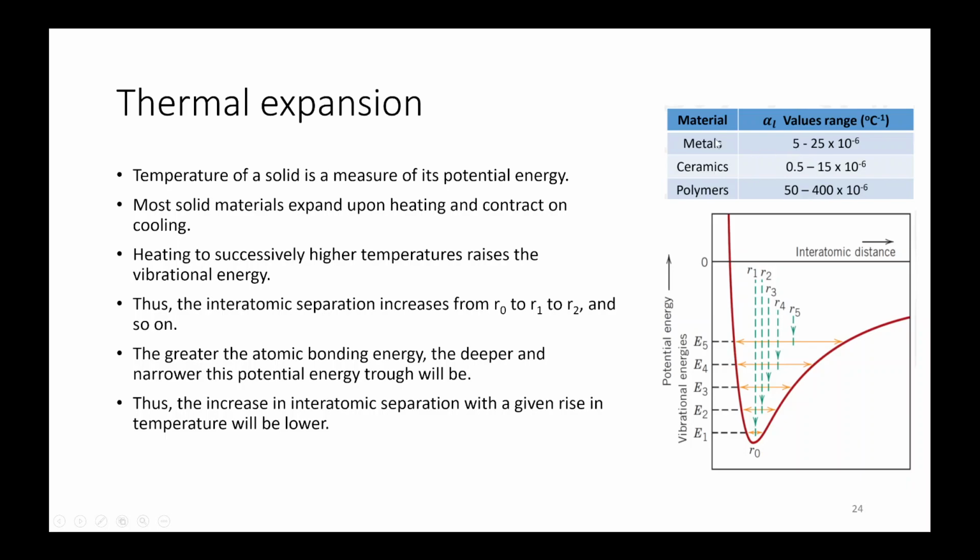Now for materials, in case of metals, it is 5 to 25 times 10 to the power minus 6. These are the expansion values. So expansion is lower in case of ceramics, which is 0.5 to 15, and it is very high for polymers because polymers expand a lot, which is from 50 to 400.